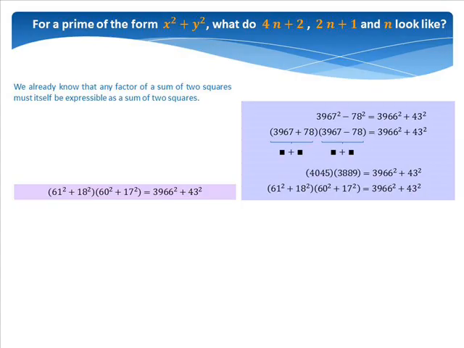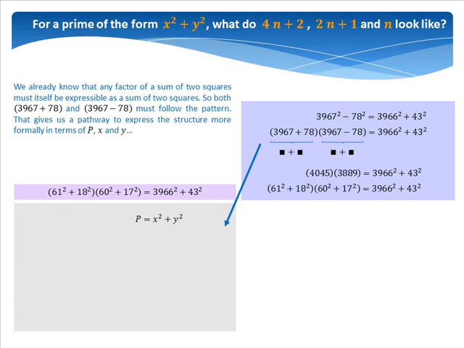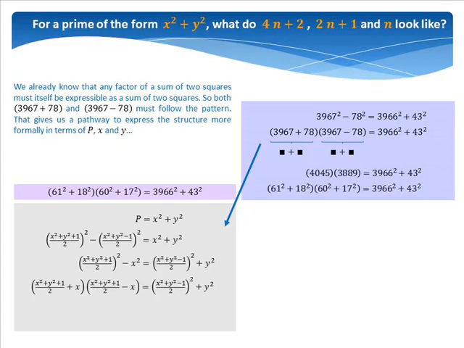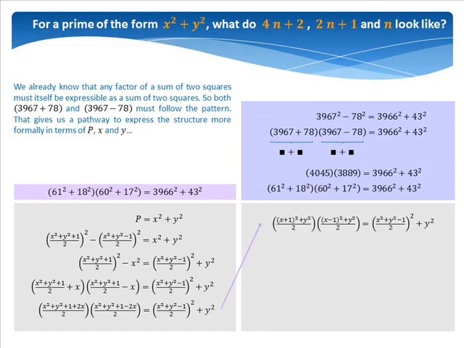We already know that any factor of a sum of two squares must itself be expressible as a sum of two squares, so these brackets must follow the pattern. That gives us a pathway to express the structure more formally in terms of p, x, and y. Following a few short steps, we find that each bracket is half the sum of two squares, and we can show that this too is expressible as a sum of two squares.